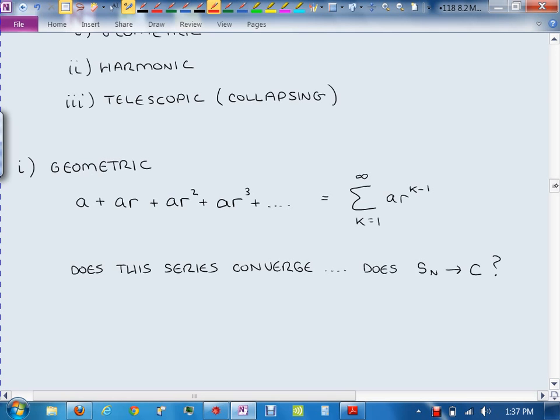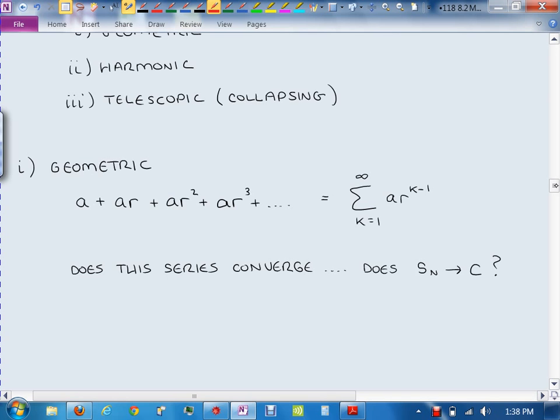So if you start at k equals 1, what's r to the 1 minus 1? It's r to the 0, which is 1, right? So a times 1 is a. Then we let k be 2. 2 minus 1 is 1. So now we get r to the 1. So a times r. Then ar squared, ar cubed. So any geometric series looks like a number plus a number times a number plus a number times that number squared plus a number times that number cubed, and that pattern continues forever. That's called a geometric series. The question is, does this series converge or not?